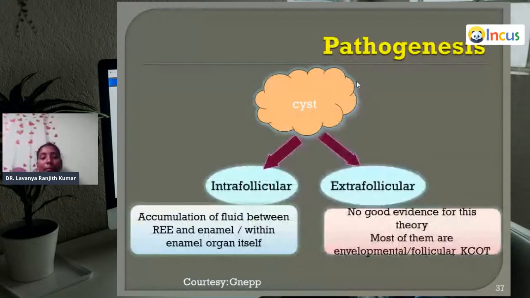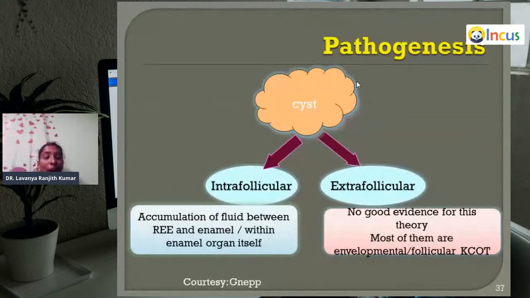So the cyst can be two types, intrafollicular and extrafollicular. Intrafollicular means accumulation of fluid between the reduced enamel epithelium and enamel, within the enamel organ itself. If it is extrafollicular, there is no evidence for this theory, but most of them are developmental or follicular KCOT. That is, KCOT means OKC, which is keratocystic odontogenic tumor.